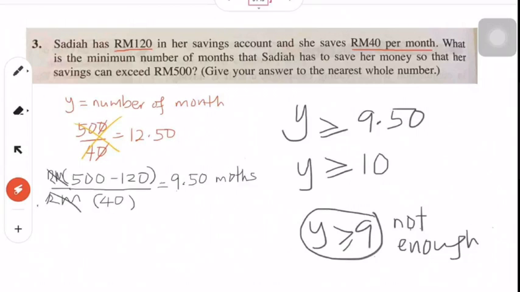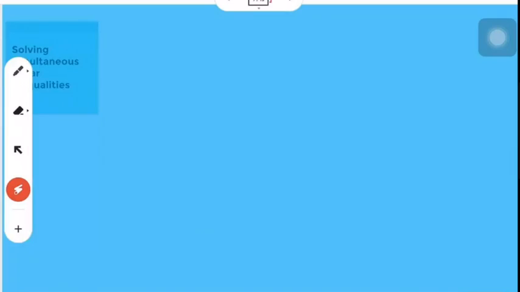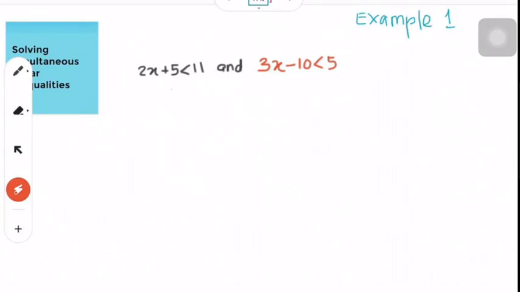Okay, got it, class. Next, let's add a little more: simultaneous linear inequalities. We have 15 minutes left, so I'm going to show you 2 examples. Please watch carefully and attentively.